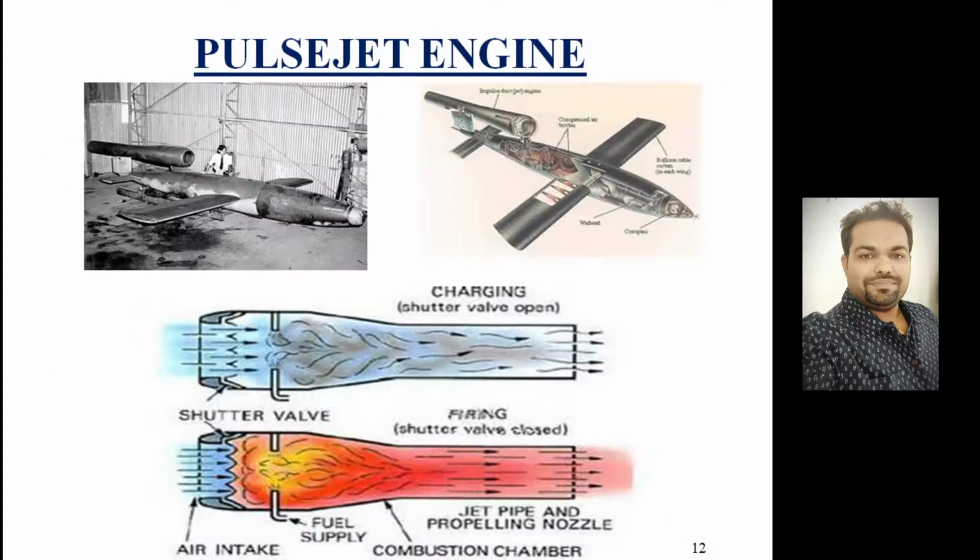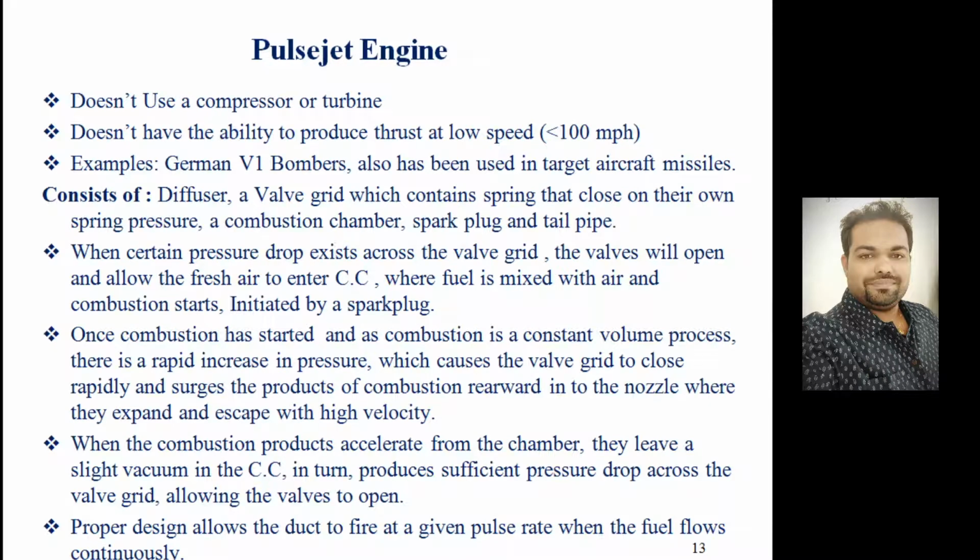If you look at this, it doesn't require any movable parts. It doesn't require any compressor, it doesn't require any turbine. So movable parts are basically absent. Due to the absence of those movable parts, the overall weight of this engine will be less. Mechanical vibration issues will also be involved in the pulse jet engine. A famous example is the German V-1 bomber, and it has also been used in target aircraft missiles.